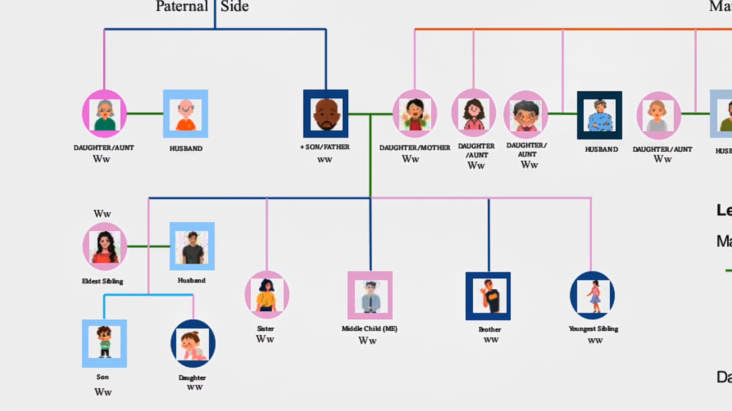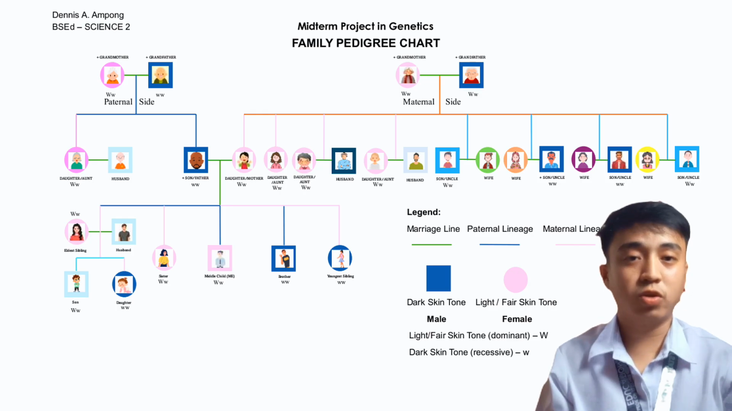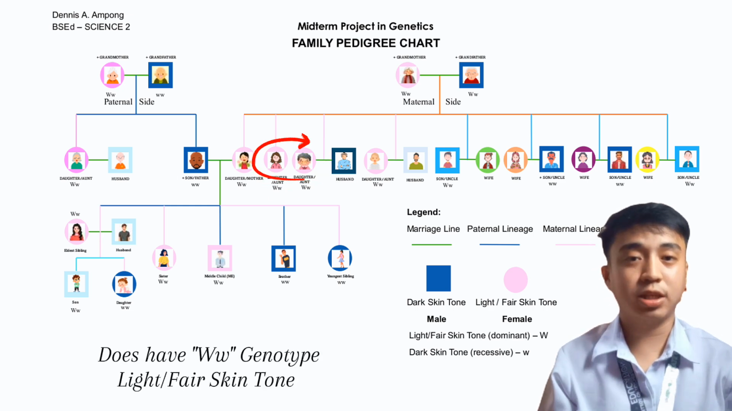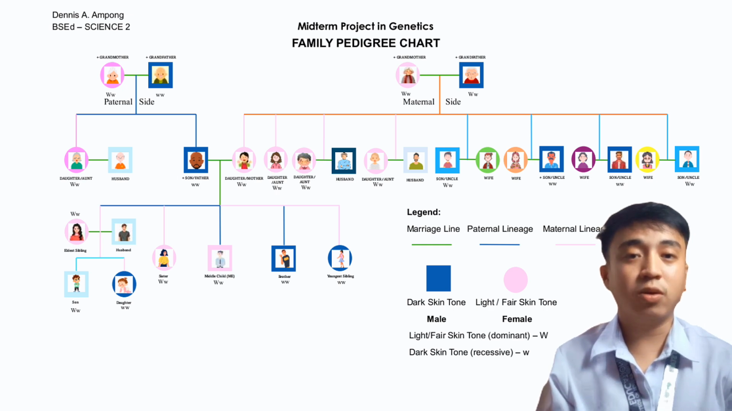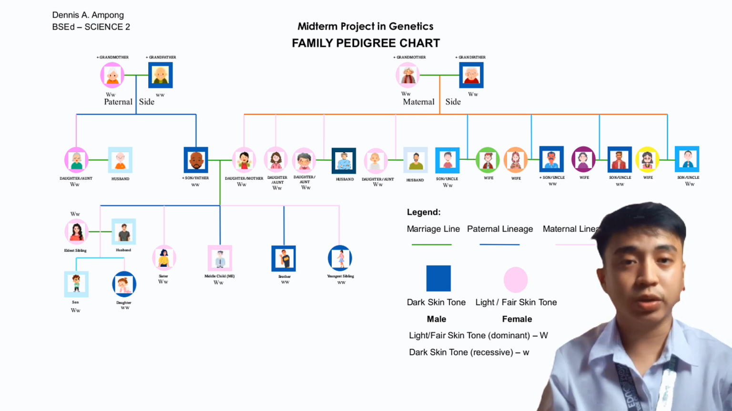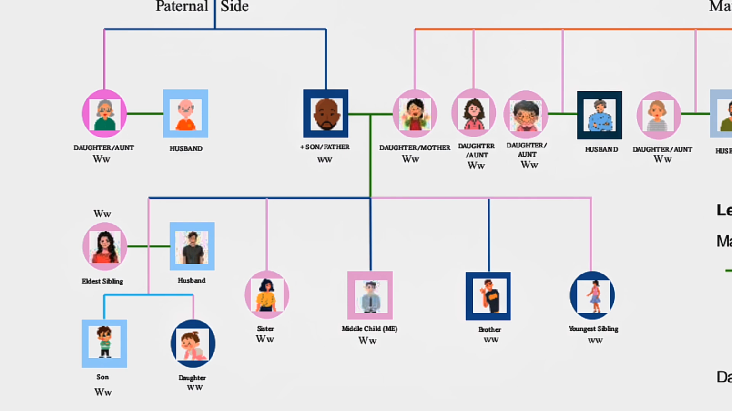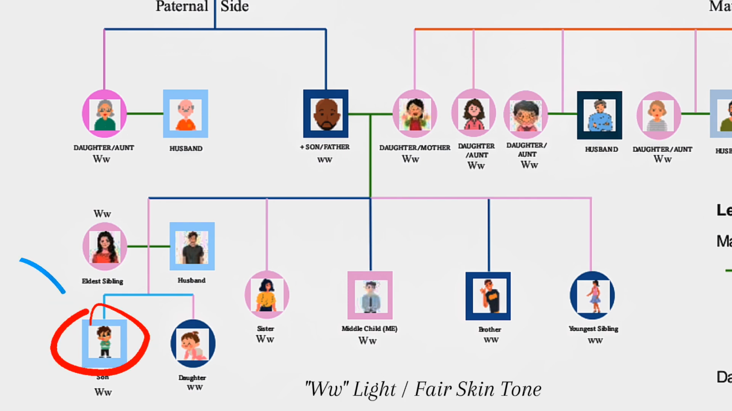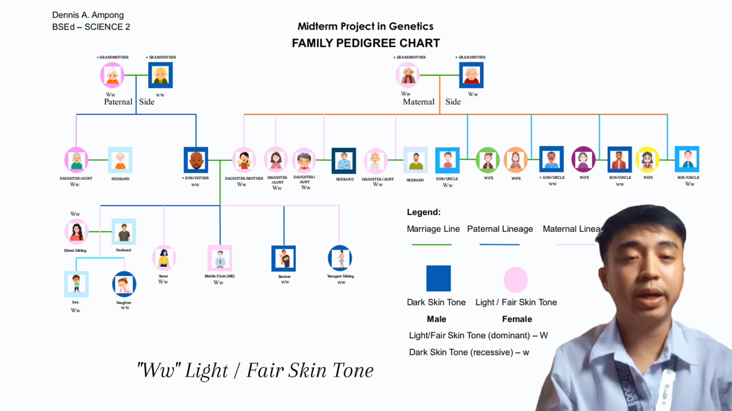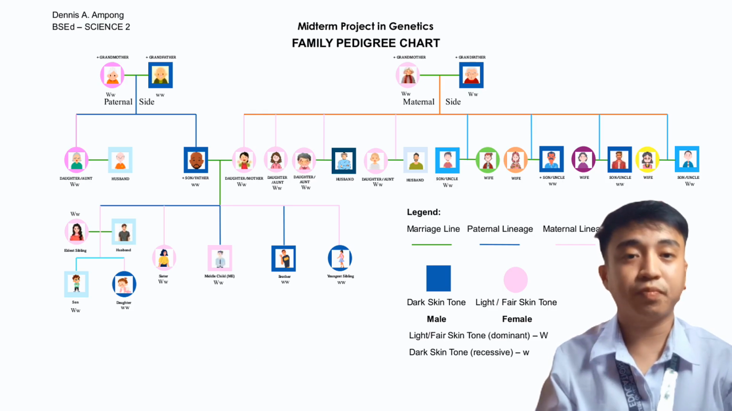My aunt, from the paternal side, also has the Ww genotype, showing the same fair skin tone. Also from my maternal side, my aunt has a Ww genotype, with the capital letter W indicating the same fair skin tone. It even extends to the fourth generation. As shown in the chart, the eldest child of my siblings also possesses the Ww genotype, displaying a light skin tone.